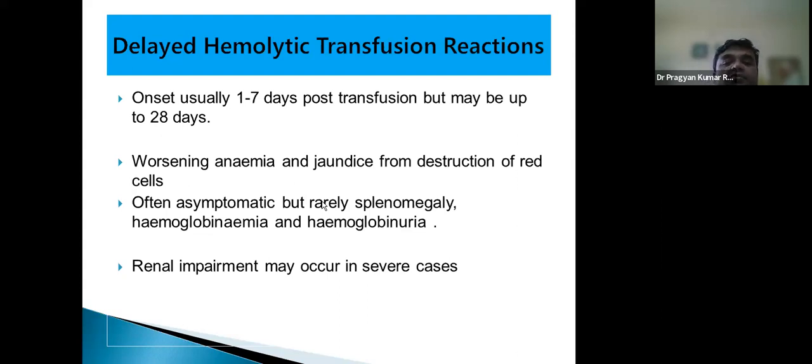Worsening anemia and jaundice from destruction of red cells, often asymptomatic, but rarely splenomegaly and hemoglobinuria can occur. Renal impairment may occur in severe cases.